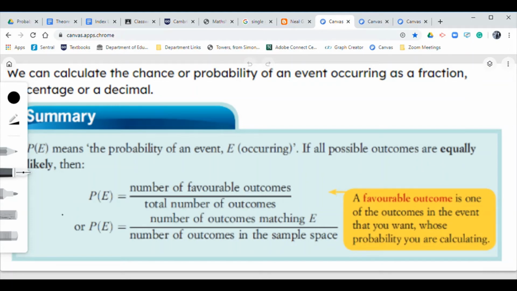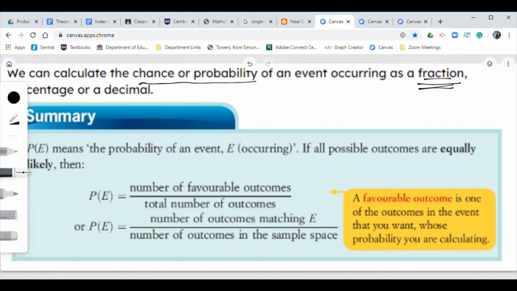Hey, year sevens. Today we're going to talk about theoretical probability. When we talk about theoretical probability, you can calculate the chance or the probability of an event occurring, and we do this using a fraction, a percentage or a decimal. But mainly for today, we're going to keep that to a fraction.